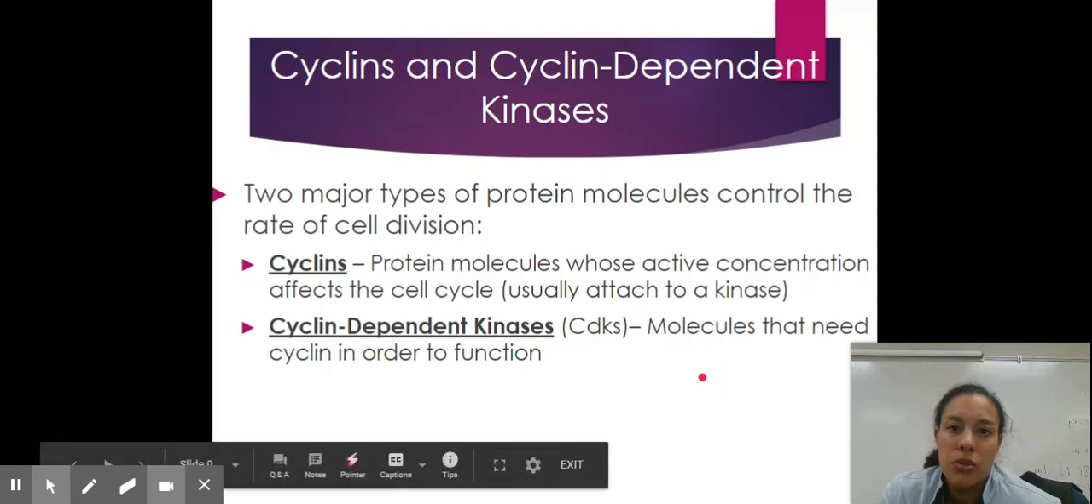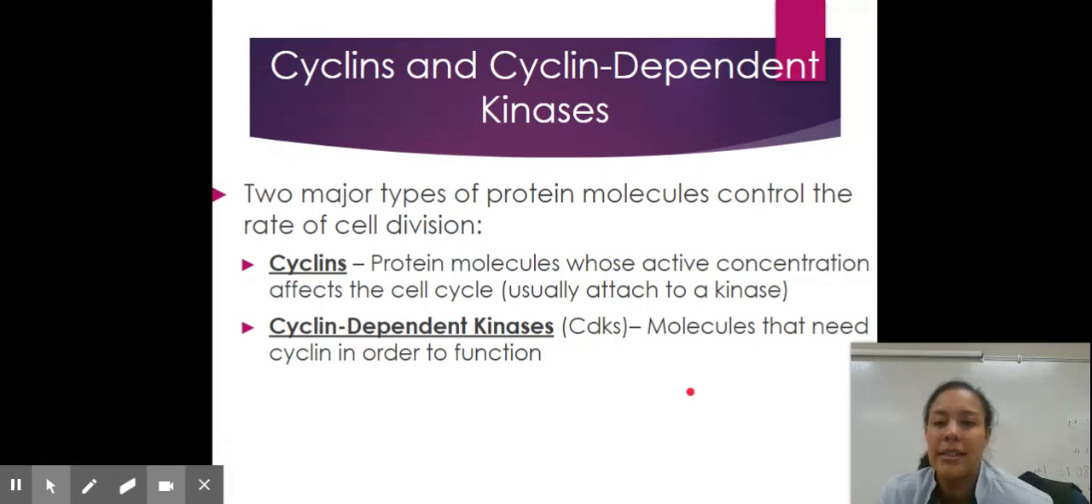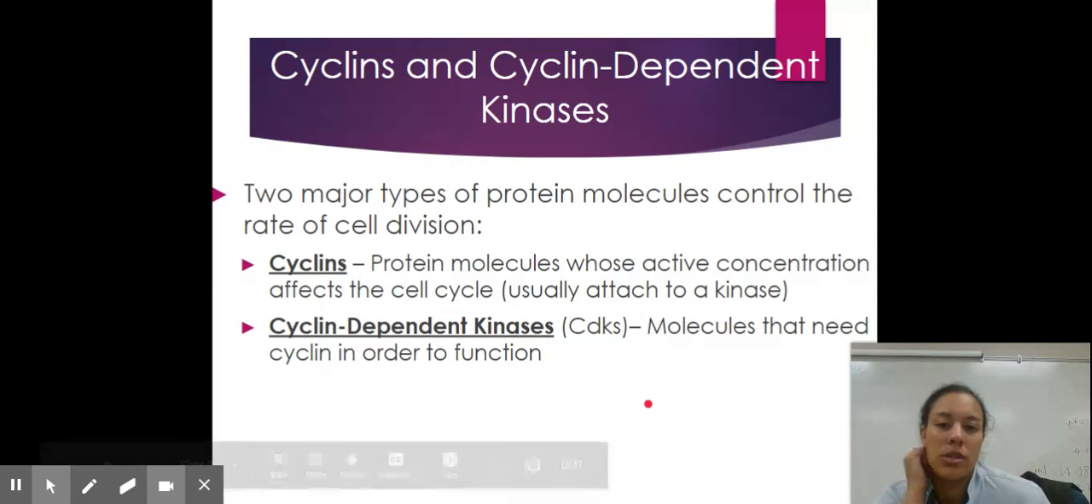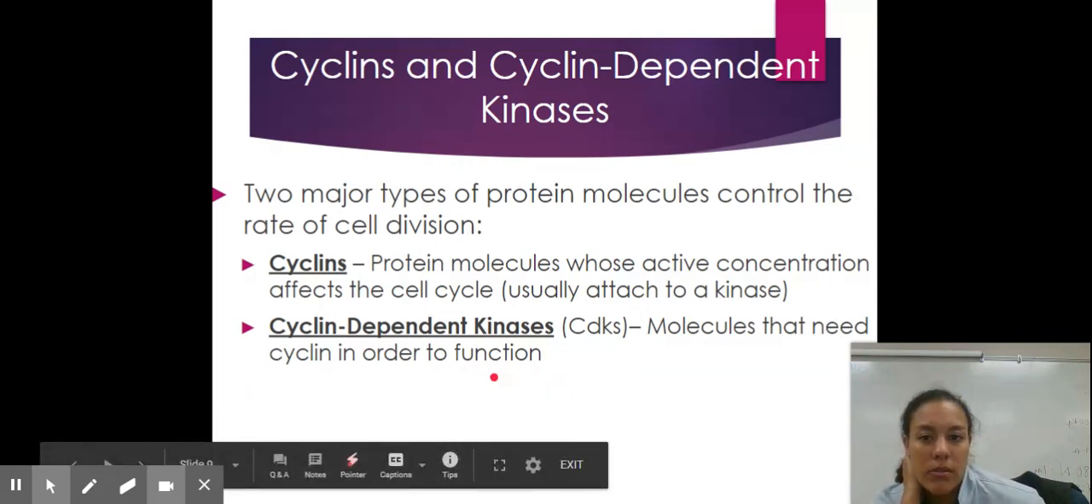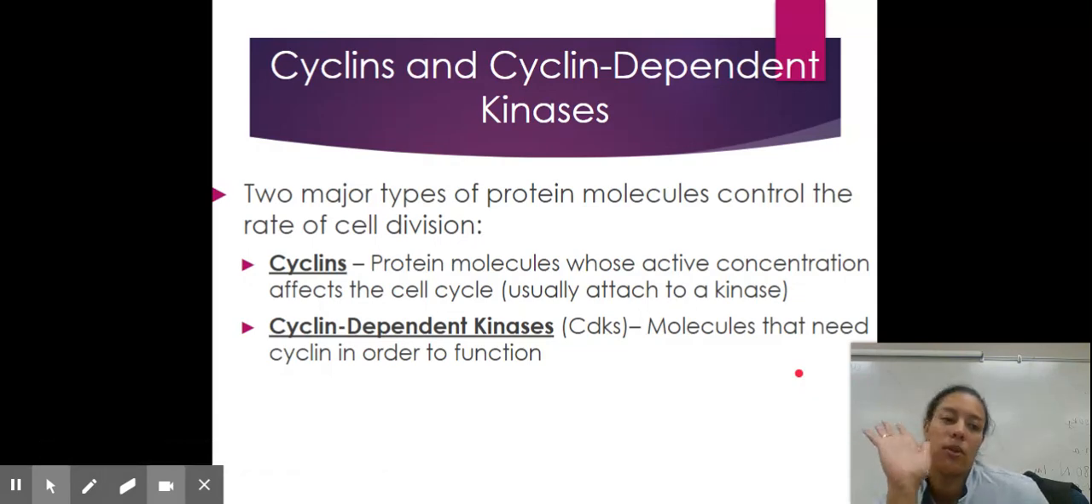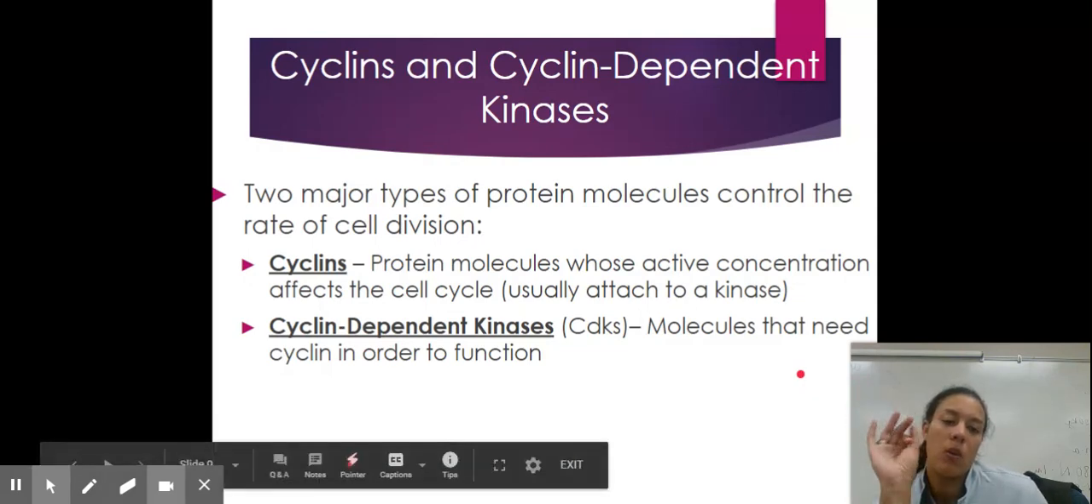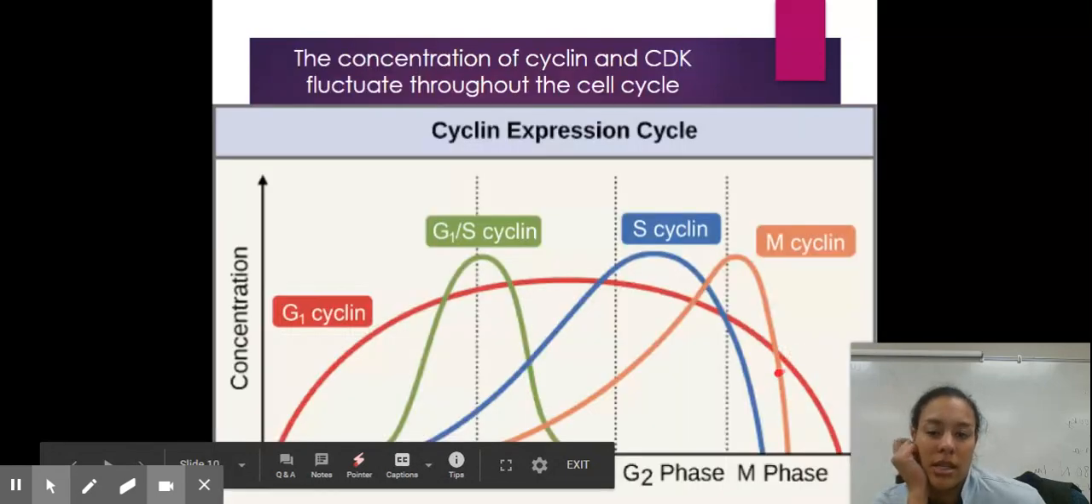So how do the checkpoints get regulated? Proteins are going to do that. They're called cyclins and they're called CDKs, which are cyclin dependent kinases. So the cyclins are going to be a protein molecule that require a CDK to come and attach itself to it. And when they attach, those are going to go through and control that rate and say, hey, we're going to stop for a second, or when they release, they'll continue on.